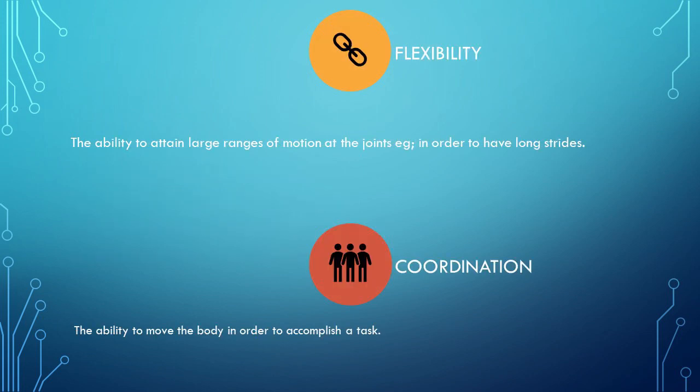Flexibility. This is the ability to attain large ranges of motion at the joint, for example, in order to have long strides. Coordination. This is the ability to move the body in order to accomplish a task.